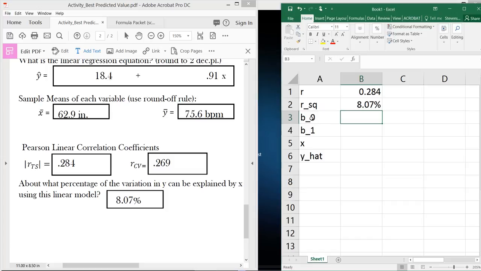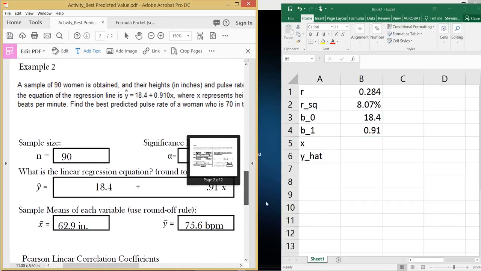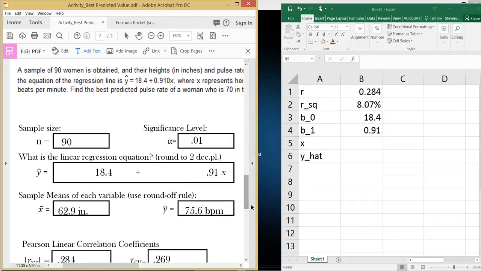In other words, initially at an amount of x equaling 0, so no inches of height, in theory, we should start out with at least 18.4 beats per minute. And then for each increase of 1 inch of height, our pulse rate should increase by 0.91 beats per minute for each increase of 1 inch. And we are going to use a certain number of inches, and then we'll use that number of inches and calculate the estimated pulse rate to go with that using this model. So which x value shall we use here?